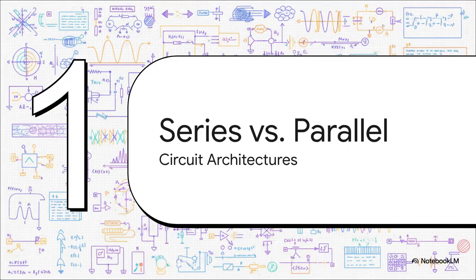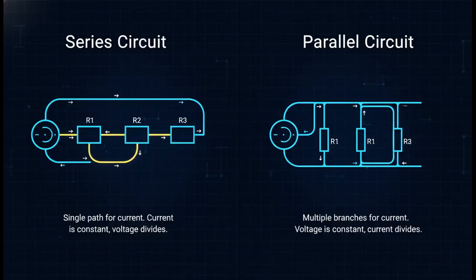Now, these laws work everywhere, but how they work depends a lot on the circuit's architecture. How you arrange your components isn't just a style choice. It fundamentally changes the behavior of the entire system. The two main layouts are series and parallel. A series circuit is like a one-way street. The current has only one path it can take, so the current is the same everywhere, but the voltage gets shared or divided among all the components on that path.